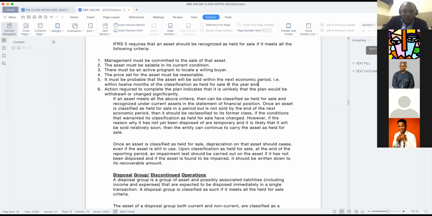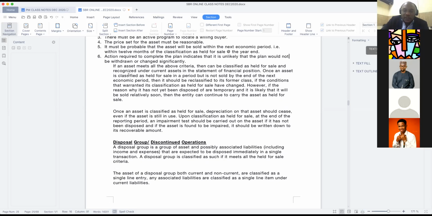And then, the action required to complete the plan indicates that it is unlikely that the plan would be withdrawn or changed significantly. Okay, so that was your point. I actually stated this as something separate, which is good. I think this is just re-emphasizing, but this was the point you made, right? So that's absolutely fine.